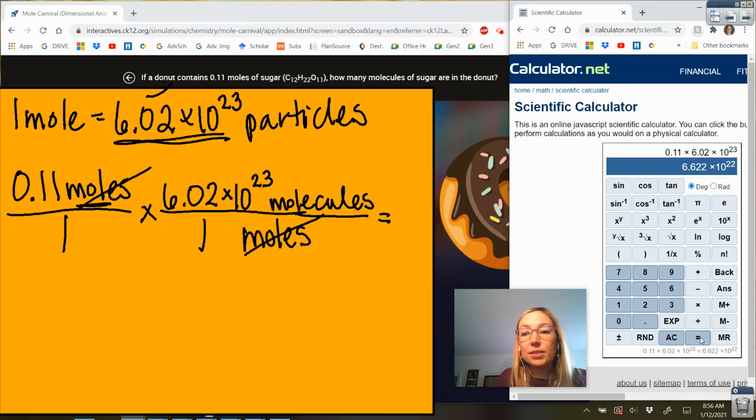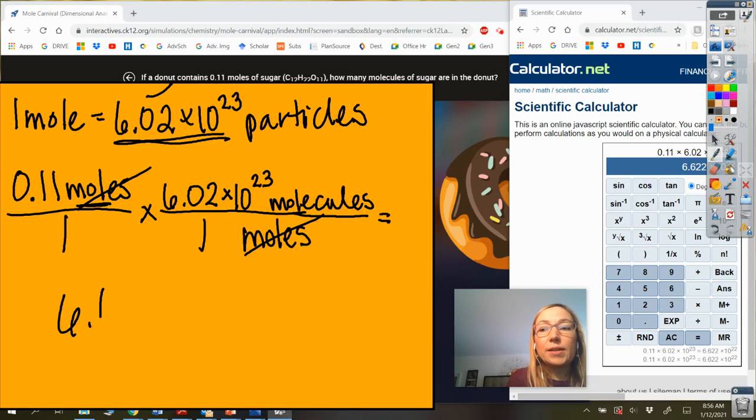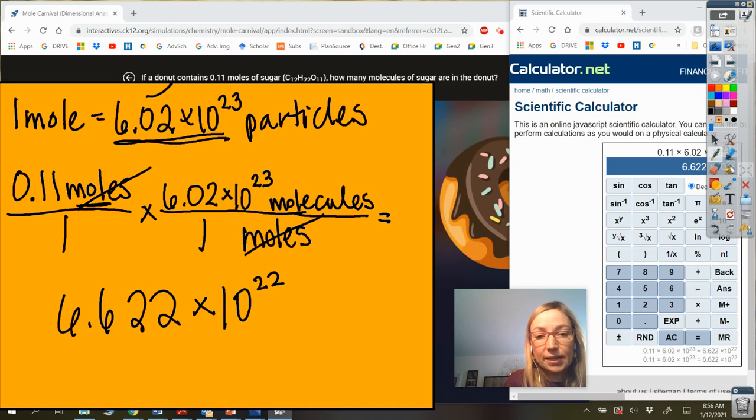So try that on a calculator now. Pause if you need to. We get 6.622 times 10 to the 22nd molecules.